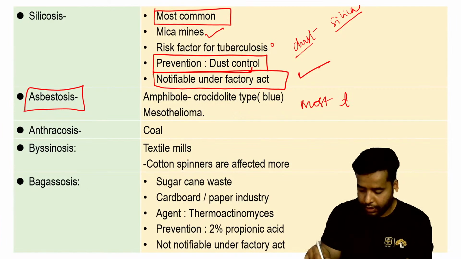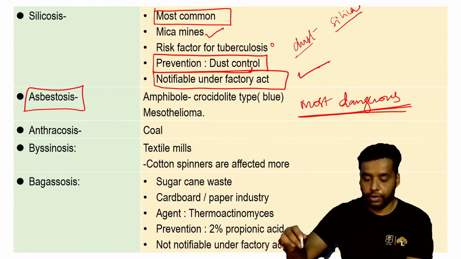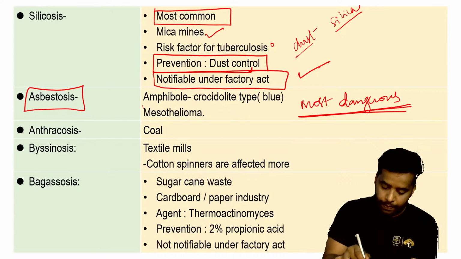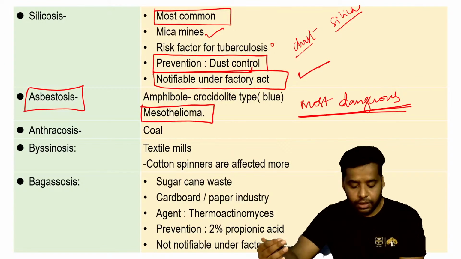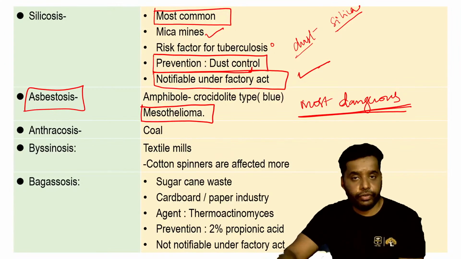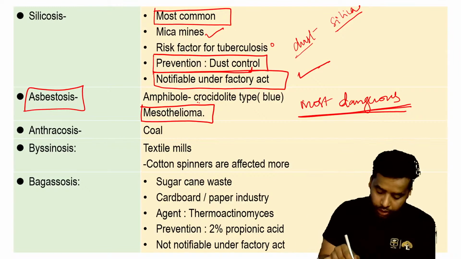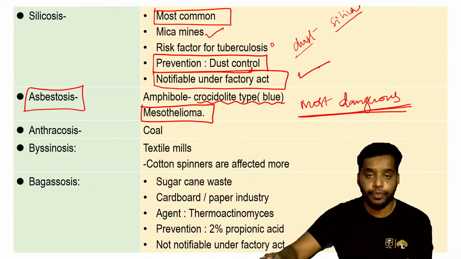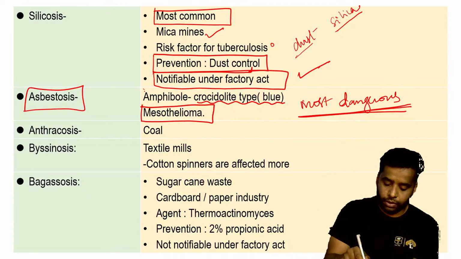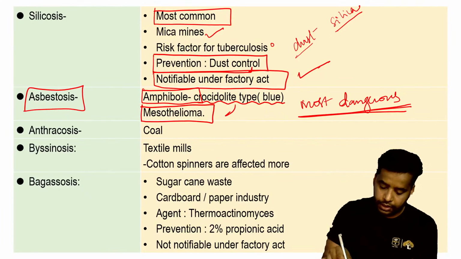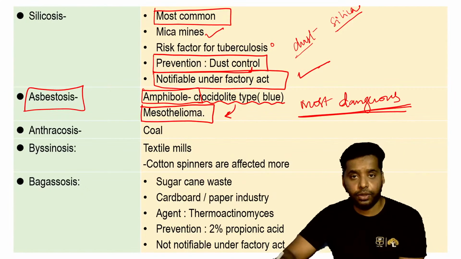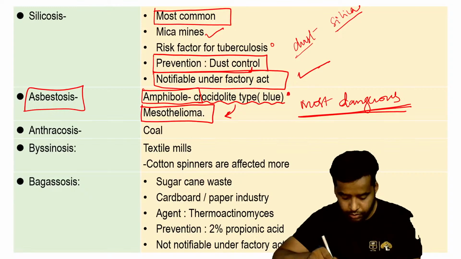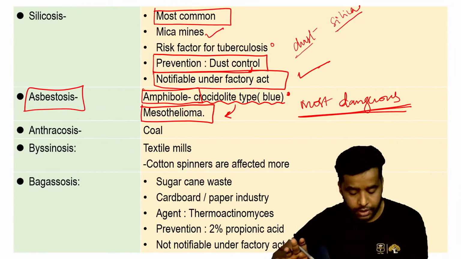The most dangerous pneumoconiosis is asbestosis. Asbestos usage can lead to mesothelioma. We have types of asbestos: chrysotile, crocidolite. There are different types of asbestos. Crocidolite type is blue asbestos, under the amphibole type. This has the highest risk for mesothelioma. So which asbestos has the highest risk for mesothelioma? It is blue asbestos, the crocidolite type.